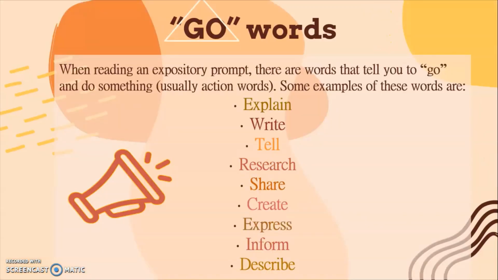So before we begin, let's do a brief refresher on Go words. Go words are the part of the prompt that tell us to go and do something. They are action words, which are also called verbs. Verbs show action. And so usually when you're looking at an expository prompt, the verb is the go word. Sometimes the charge word can also be an action word or a verb, but you will certainly know the difference between the go word and the charge word because the go word usually happens before the charge word does.